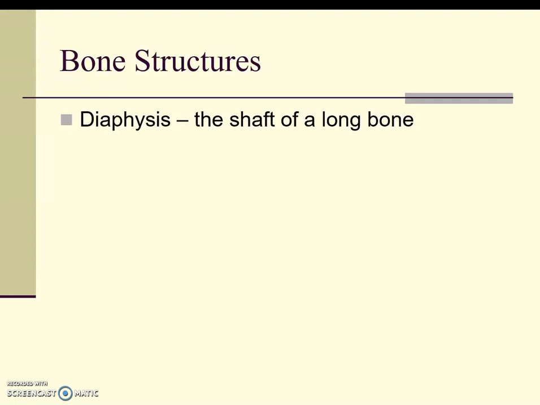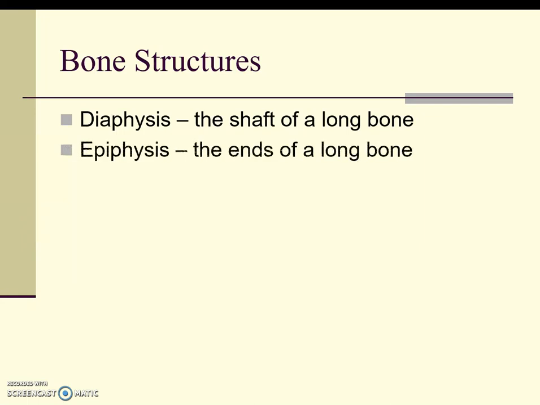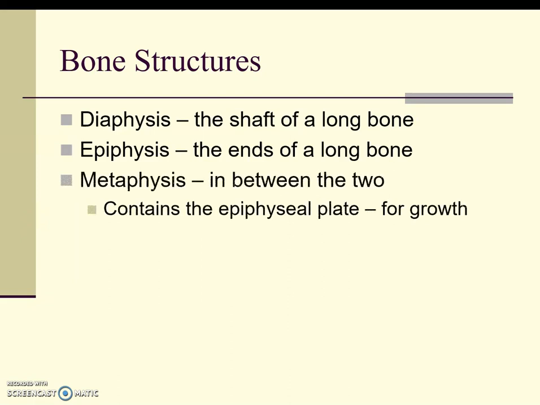Alright, so this is just going to be a long list of terms. Just treat these as vocabulary words, make flashcards. The first word is called diaphysis, which is the shaft of a long bone. The epiphysis, which is the ends of the long bone. And the metaphysis is the part that's between the two. And the metaphysis contains the epiphyseal plate. The epiphyseal plate is the growth plate. So that's where the bone is going to actually grow.